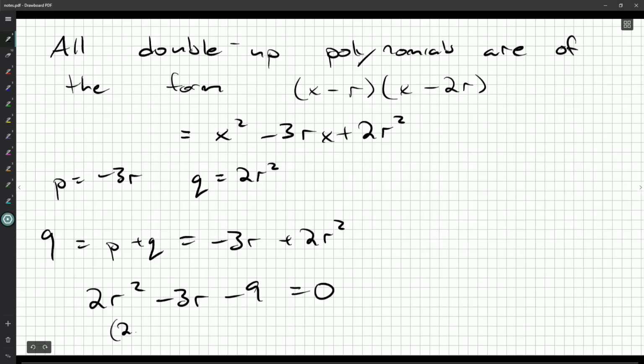Let's try 2r and something and r and something. They need to multiply to negative 9, so I suppose we could do negative 3 and positive 3. That'll give me negative 9. And then 2 times negative 3 plus 1 times 3 will be negative 3. So, yeah. So, therefore, r is 3, or r is negative 3 halves.